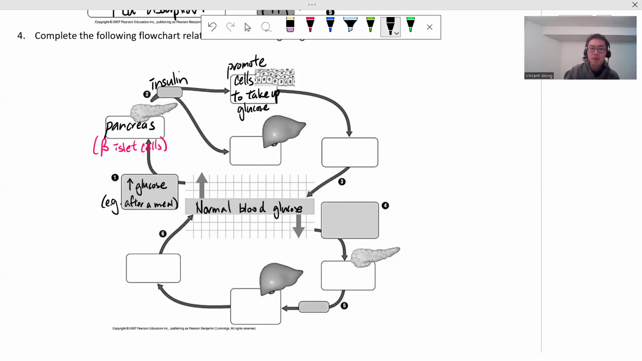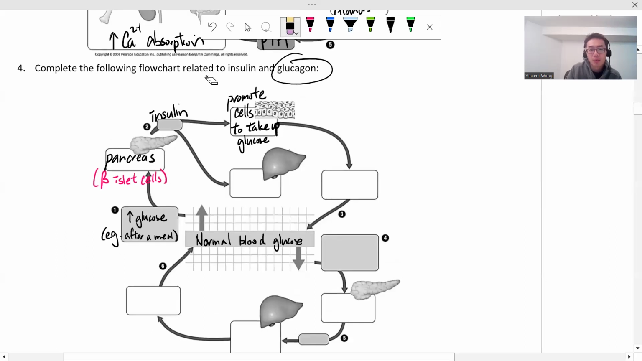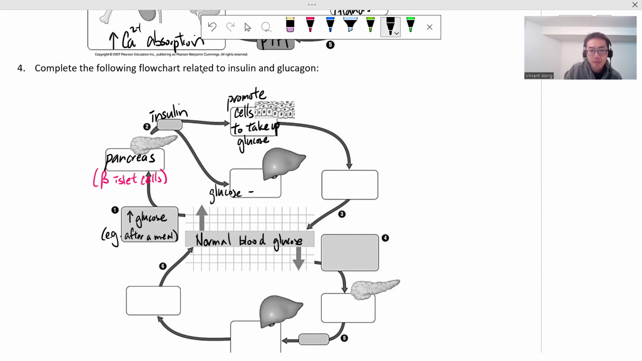Glucagon? Close. Glucagon is the other hormone, but I think you meant to say glycogen. Yeah, that's the one. So glucose gets converted into glycogen, the storage form of energy, right? It's one of the first things I taught you guys. That seems like so long ago.